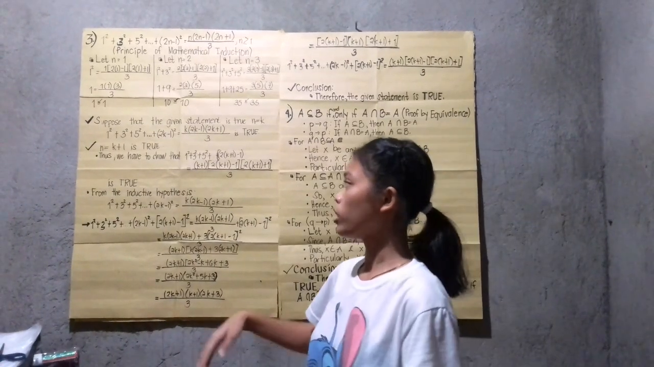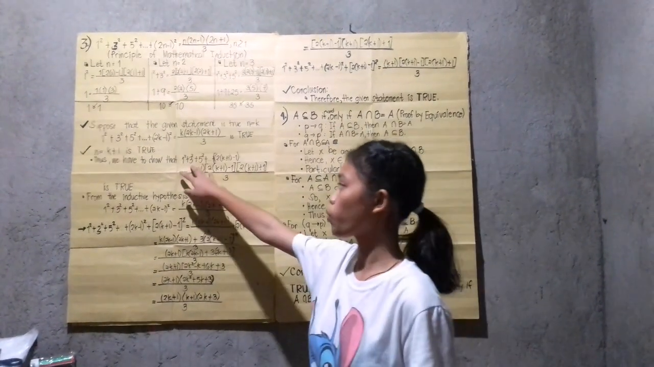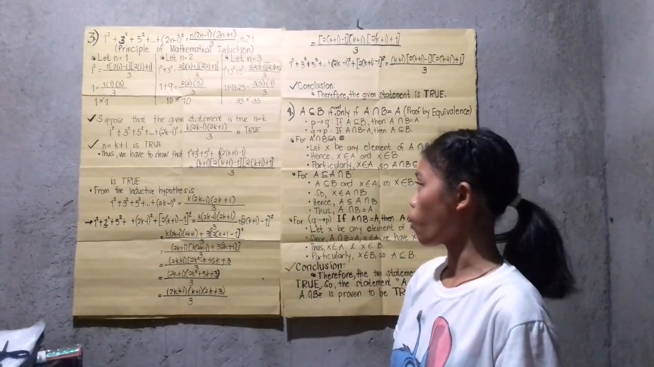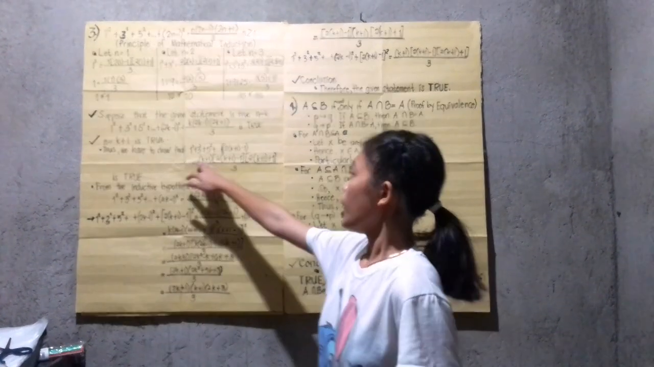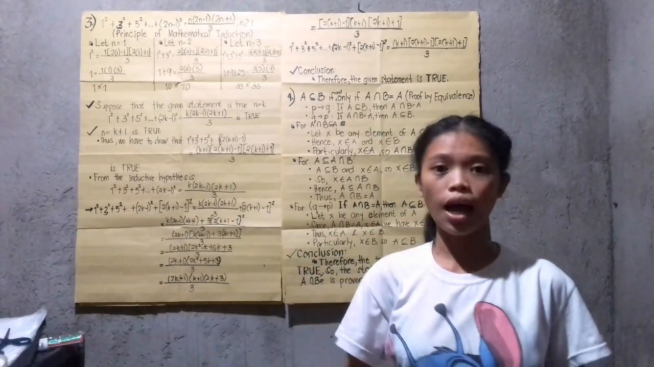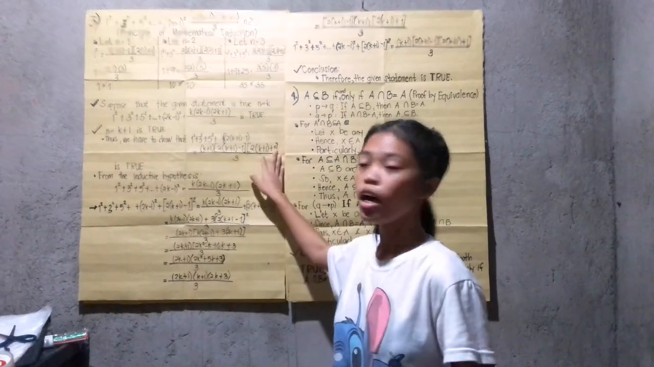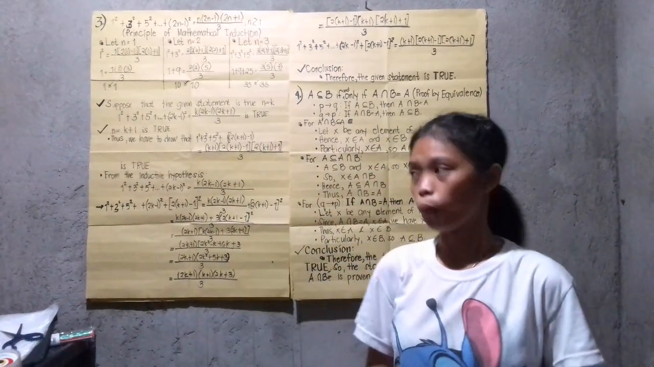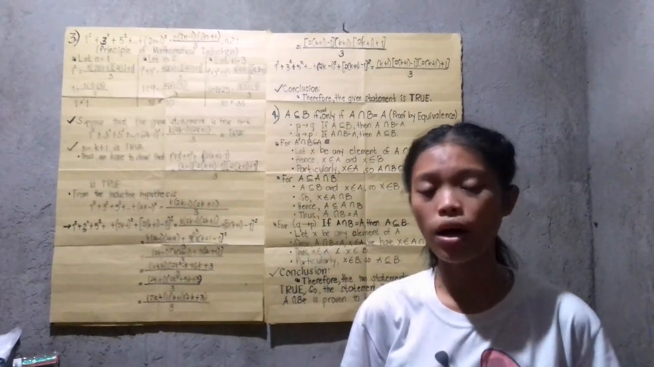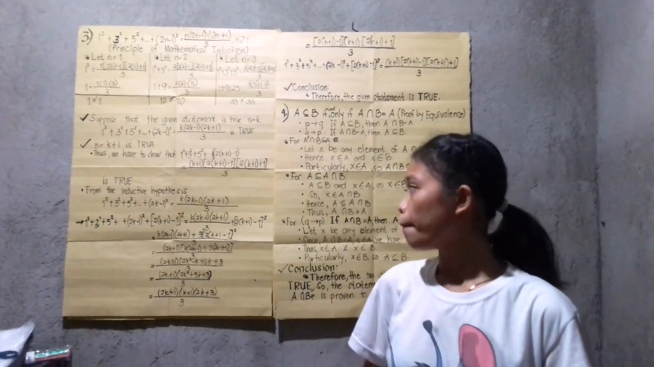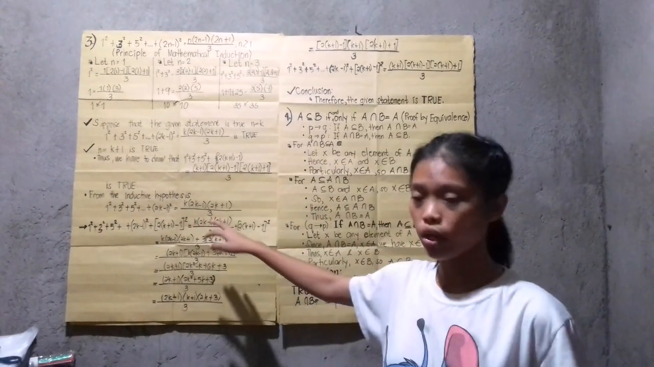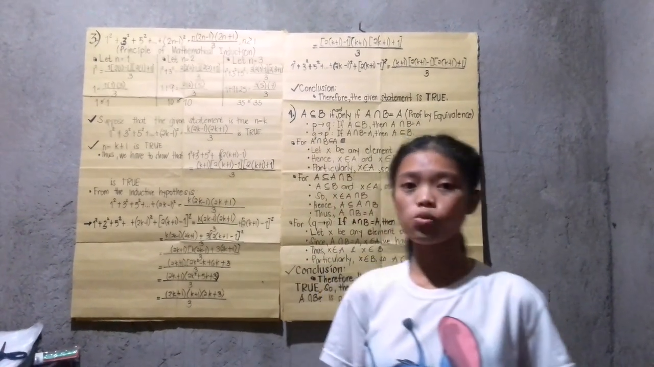Next, we will substitute the value of n with k plus 1, and that must be true. So we need to show that 1 squared plus 3 squared plus 5 squared plus up to (2(k plus 1) minus 1) squared is equal to (k plus 1) times (2(k plus 1) minus 1) times (2(k plus 1) plus 1) all over 3. Then from the inductive hypothesis, we have 1 squared plus 3 squared plus 5 squared plus up to (2k minus 1) squared is equal to k times (2k minus 1) times (2k plus 1) all over 3.